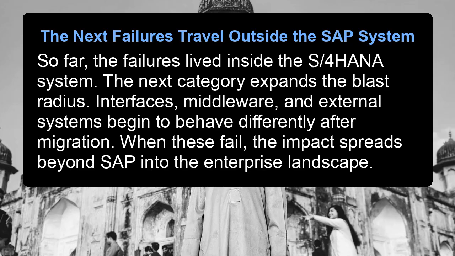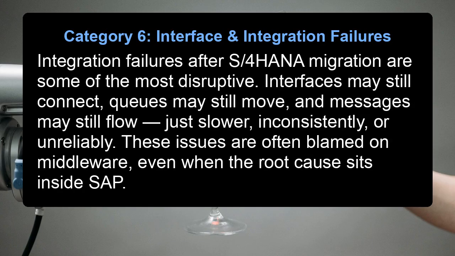Interfaces, middleware, and external systems begin to behave differently after migration. When these fail, the impact spreads beyond SAP into the enterprise landscape. Category 6. Interface and integration failures. Integration failures after S/4HANA migration are some of the most disruptive. Interfaces may still connect, queues may still move, and messages may still flow, just slower, inconsistently, or unreliably. These issues are often blamed on middleware, even when the root cause sits inside SAP.